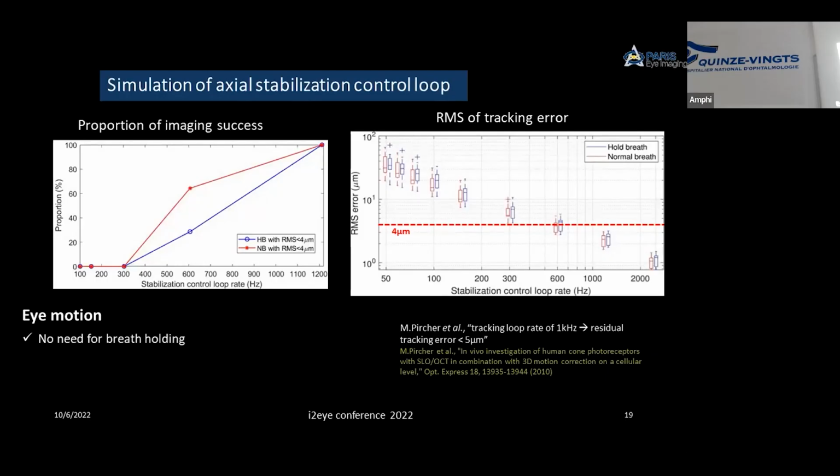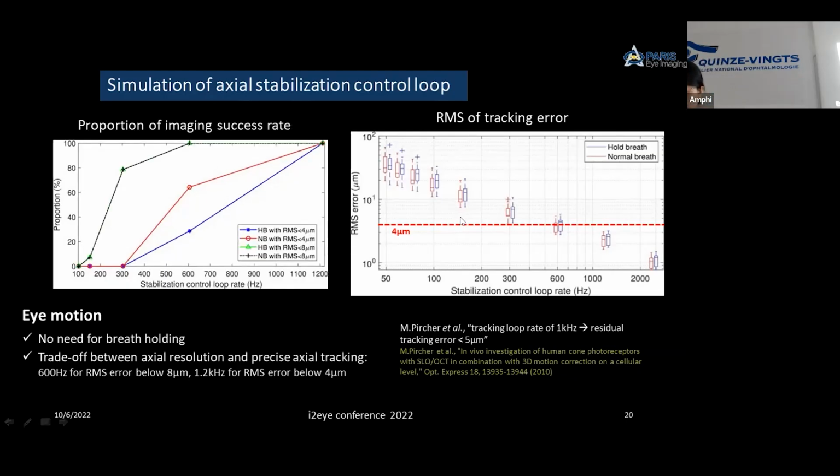So here, if we want to have the RMS error below 4 microns, we need to have 1.2 kilohertz to have 100% of the good data. It means that we can have the robust acquisition. And this simulation result also matches what they said in this paper. They mentioned that they have the tracking loop rate of 1 kilohertz, and the residual tracking error is lower than 5 microns.